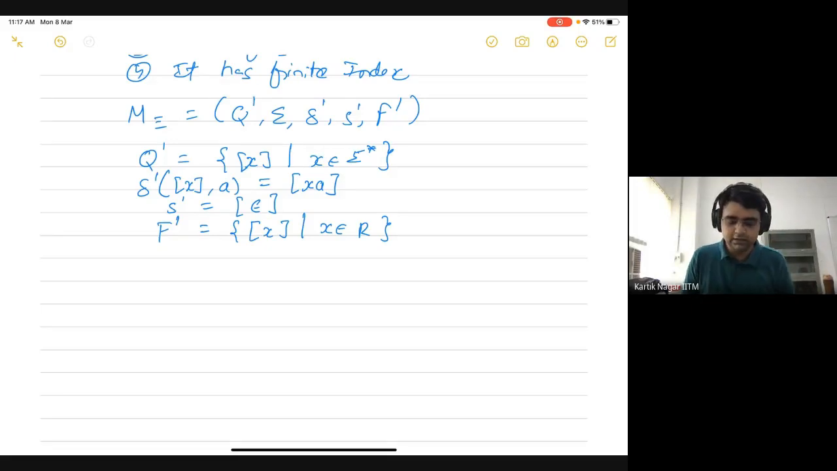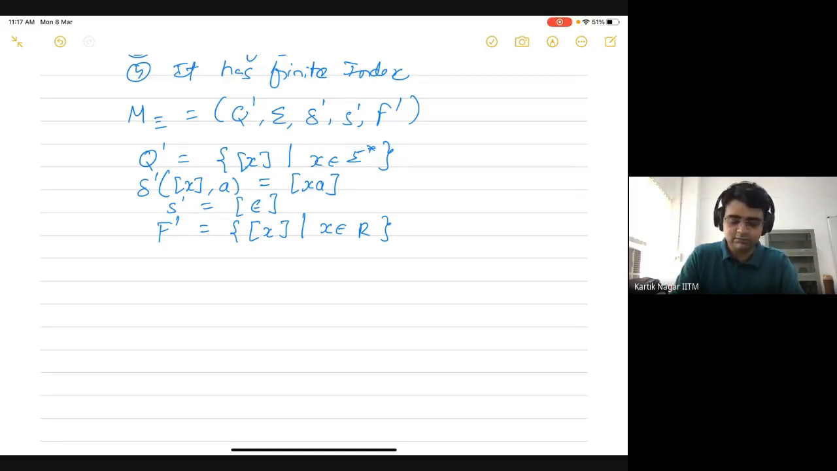Let's first make sure that this is well defined, that it obeys the constraints of a DFA. We saw that Q prime is a finite set of states, so that is fine. But what about this delta prime? This delta prime must be a function.